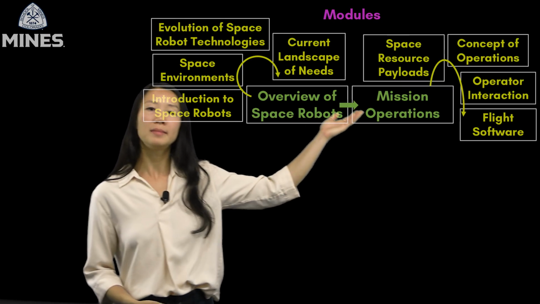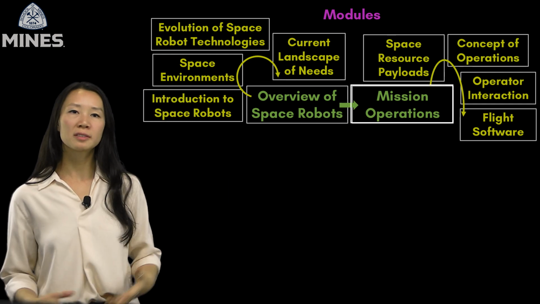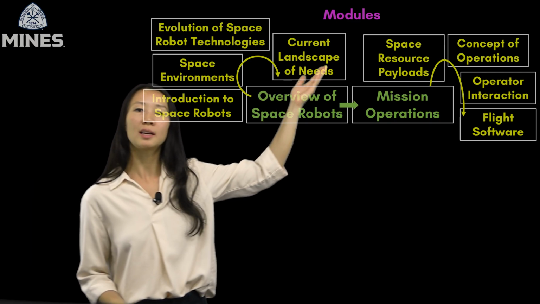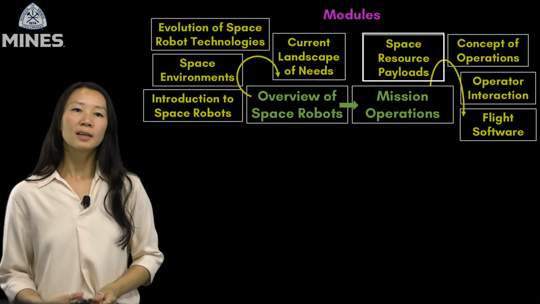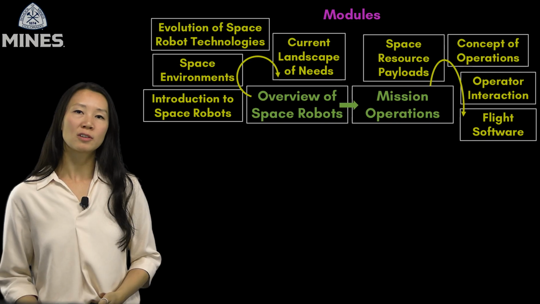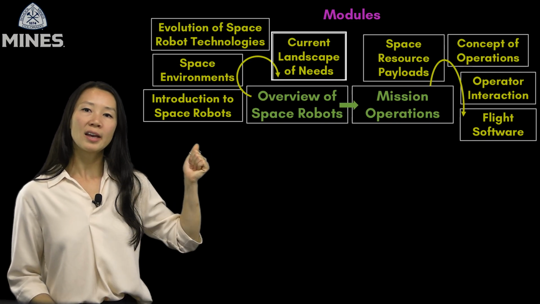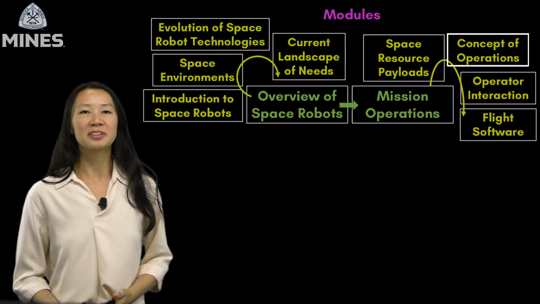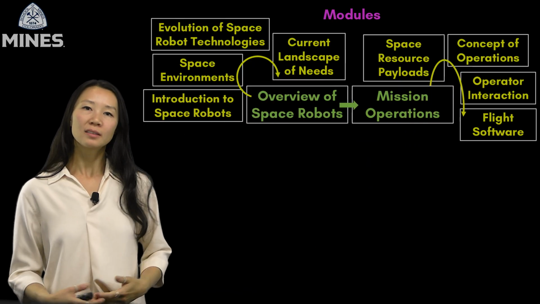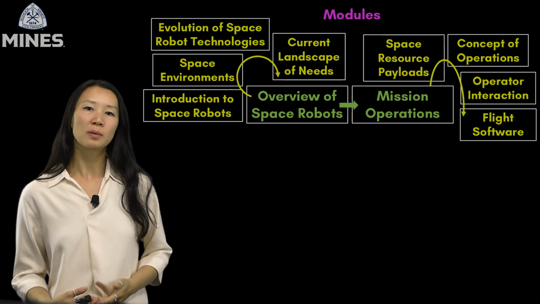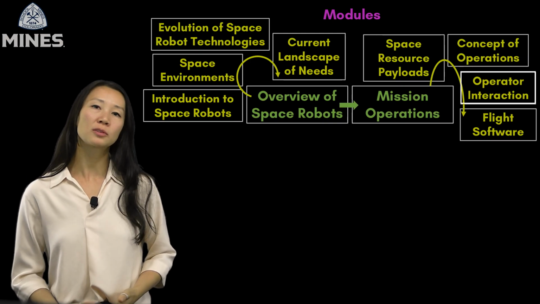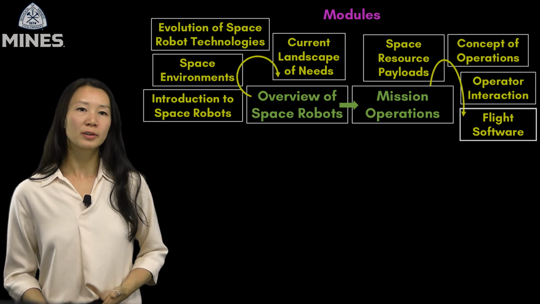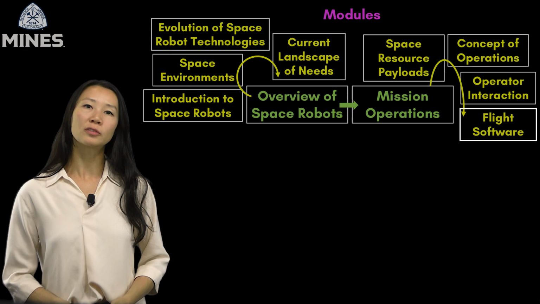We'll then talk about mission operations through a few different submodules. You will craft a mission objective with an associated space resource payload for a robotic space mission that addresses a current need. And then you'll develop a concept of operations that fulfills that mission objective. You'll then decide to what extent your space robot will interact with human operators throughout a mission. And then I'll outline the critical roles of flight software so you can design a software architecture for your mission.